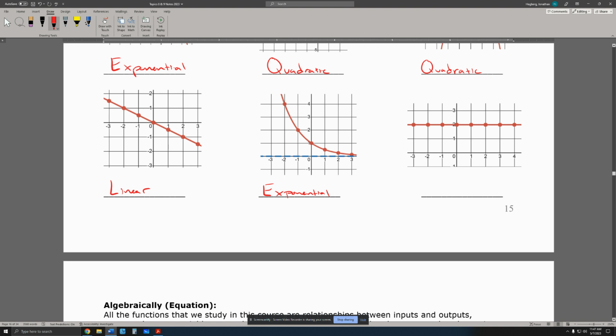And finally, we have a horizontal line. This is a straight line with a 0 slope. This is a linear function. In particular, the equation is y equals 2.